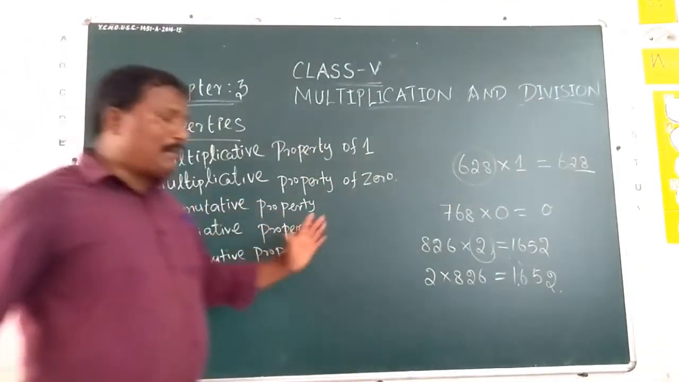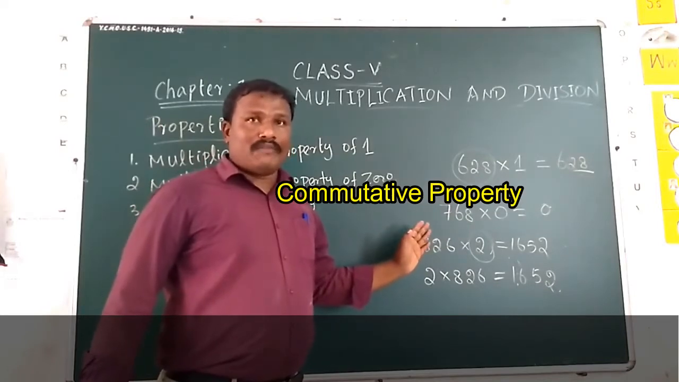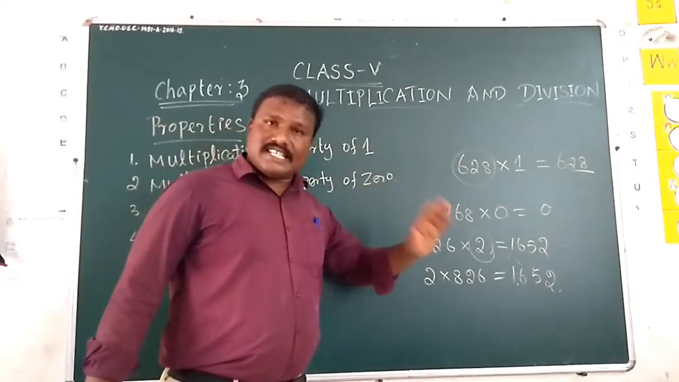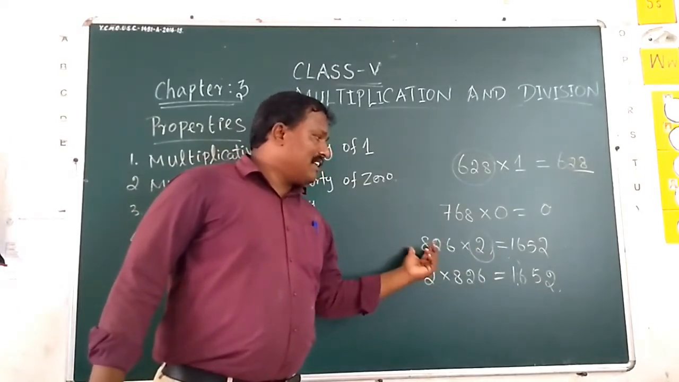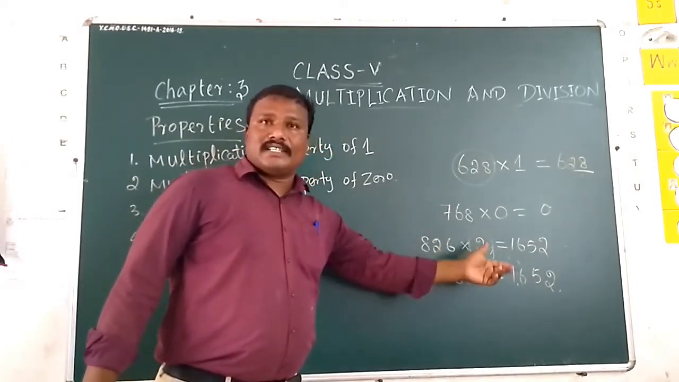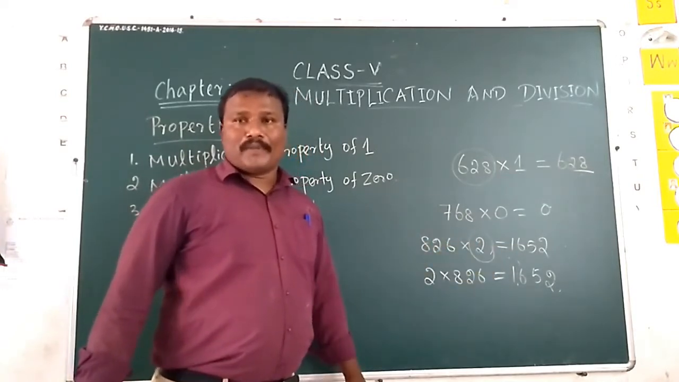If you change the place of the numbers, the result is the same. So I put 2 this side and 826 that side. If you multiply this, the product is the same.